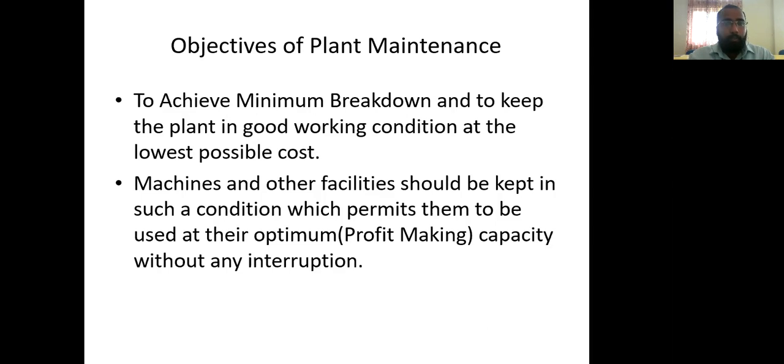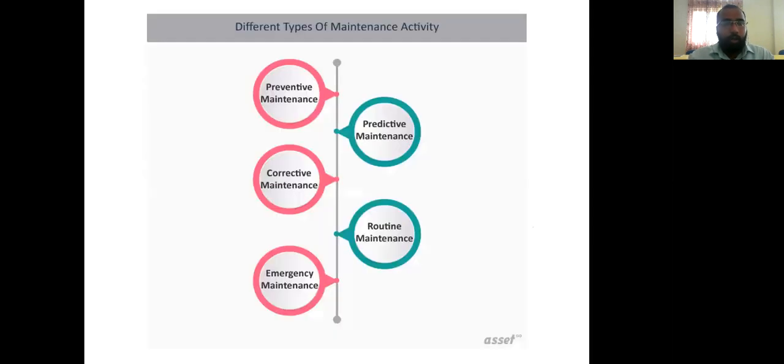And second, machines and other facilities should be kept in such conditions that they are used optimally, or I can also say in a profit-making phenomenon, without any interruptions. So machines or any kind of resources should be utilized optimally to get very good productivity or profits. So these are the objectives of plant maintenance.